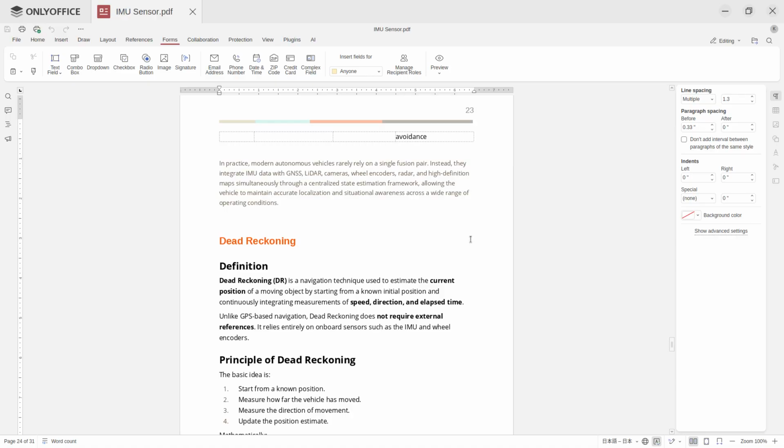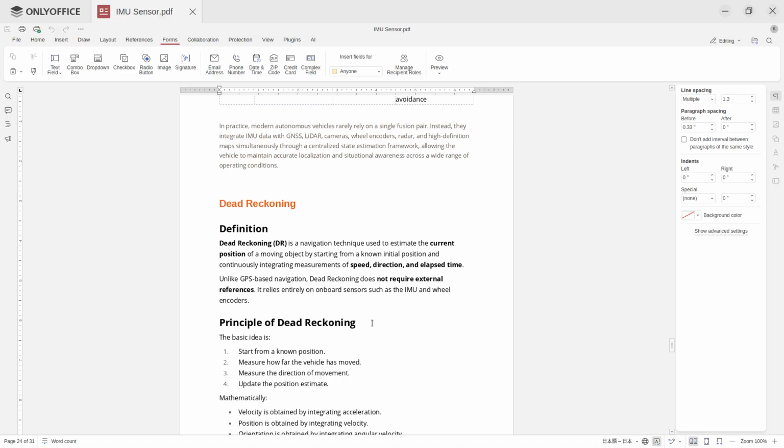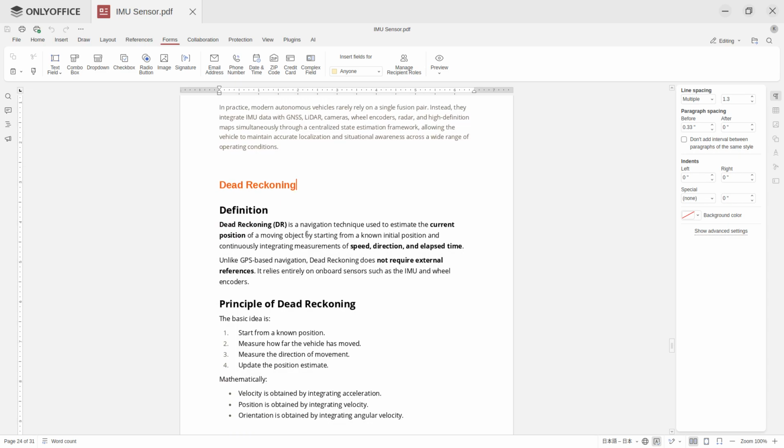Now we will talk about something called dead reckoning. What is dead reckoning? Dead reckoning, DR, is a navigation technique used to estimate the current position of a moving object by starting from an unknown initial position and continuously integrating measurements of speed, direction and elapsed time. Unlike GPS based navigation, dead reckoning does not require external references. It relies entirely on onboard sensors such as IMU and wheel encoders.